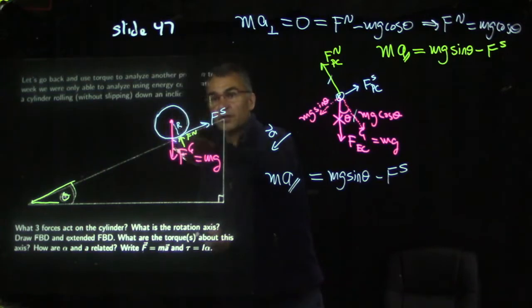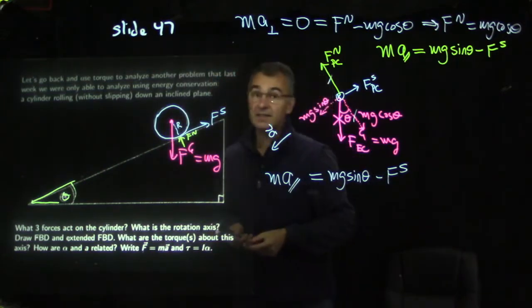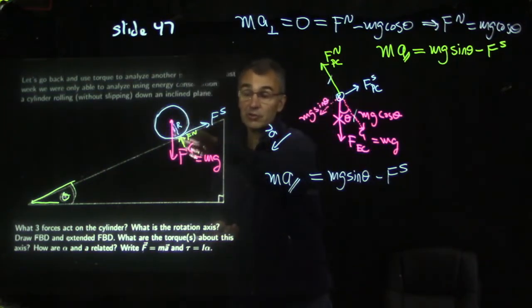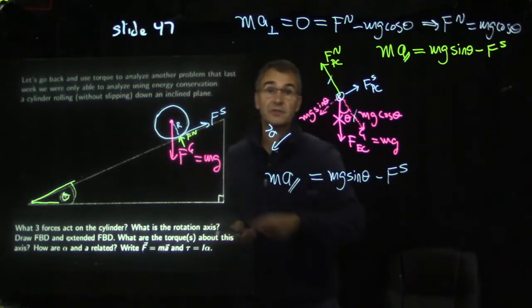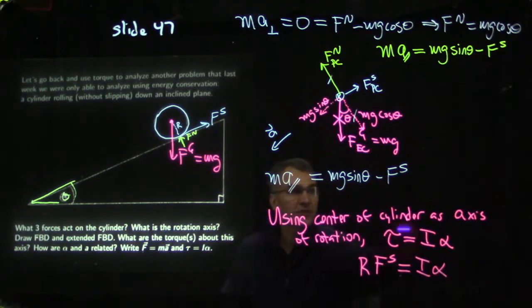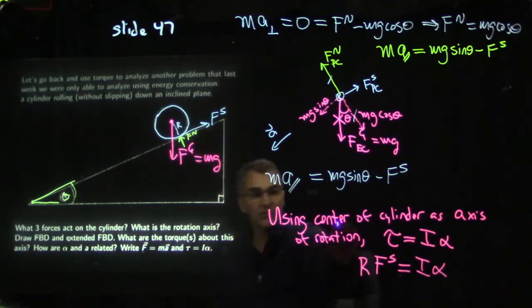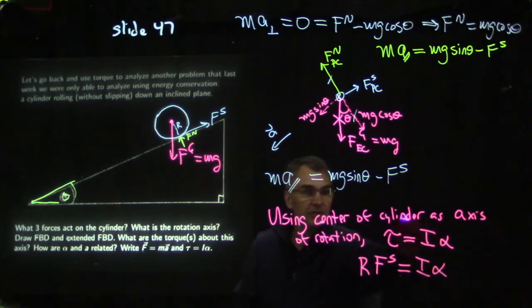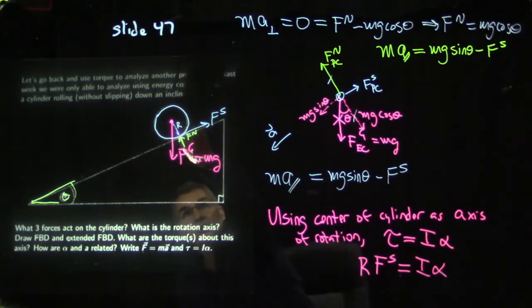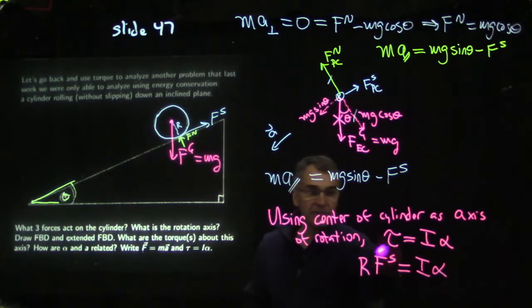So the only torque is the torque due to static friction. And that makes sense. The only thing causing this to rotate rather than just slide down the hill is static friction. So using the center of the cylinder as our axis of rotation, we can write tau equals I alpha. The only torque is this lever arm, which is the radius of the cylinder, times the static friction force. So radius times static friction equals I alpha.